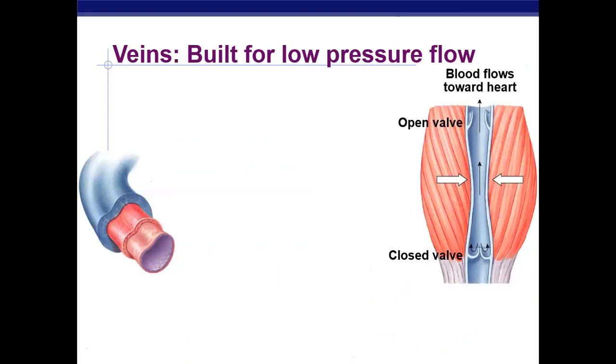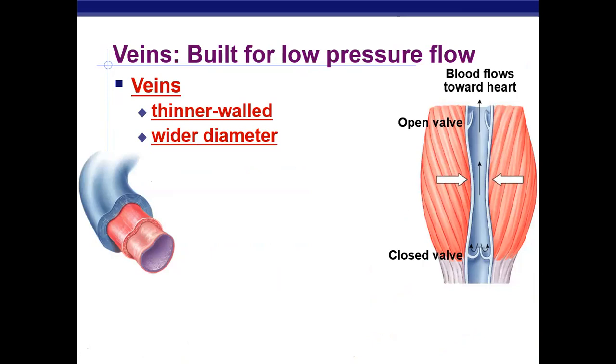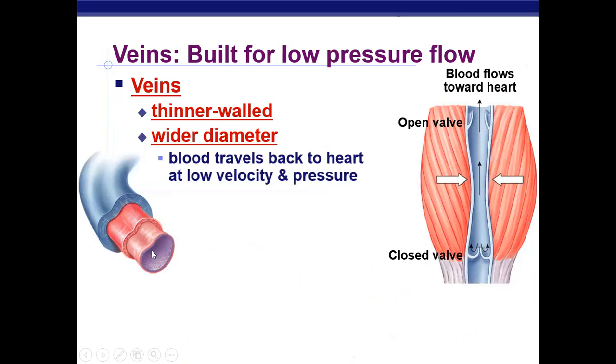Veins are built for low pressure flow because they're going back to the heart. So they have lower pressure inside of them. They have a thinner wall. They don't have to have as thick a wall as arteries because they have lower pressure. They have a wider diameter. So this opening right here, a wider diameter, it is bigger around inside. These veins are bigger around inside.